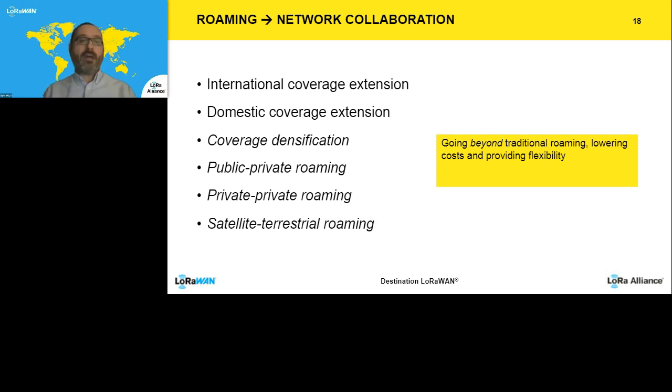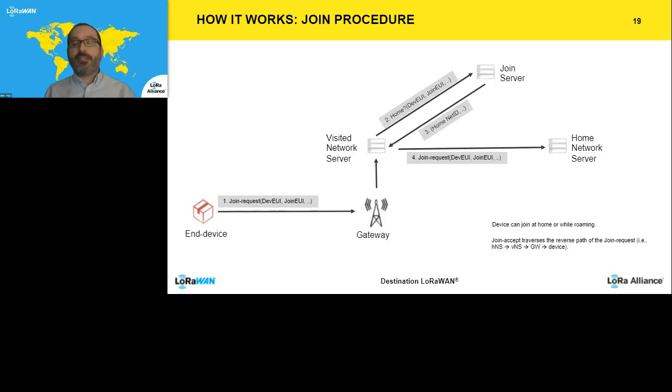So now, if you look at how this really works behind the scenes, I only have 2 slides. I won't go into too much detail. As you know, a LoRaWAN device has 2 types of procedures. One is the join procedure. That's when the device connects to the network. It goes through a join procedure by sending a join request. And the other one is transmission of regular data traffic, uplink and downlink, right?